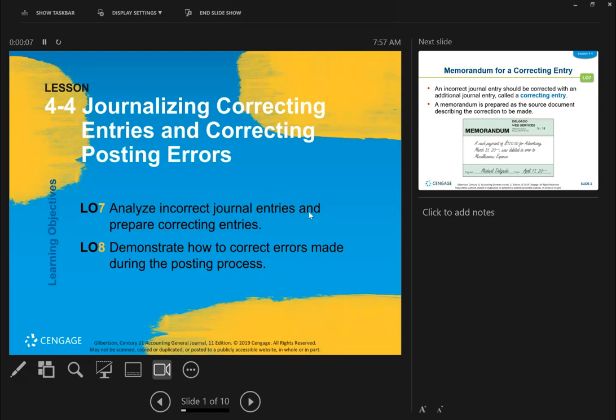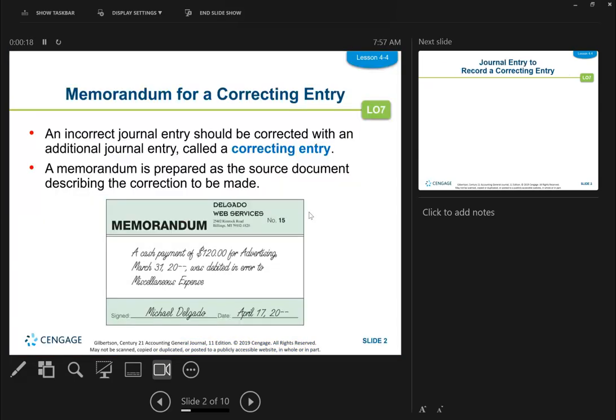So the idea here is, how do you correct an error? Like you found a mistake either in your ledger or in your journal, and how do you go ahead and fix that?